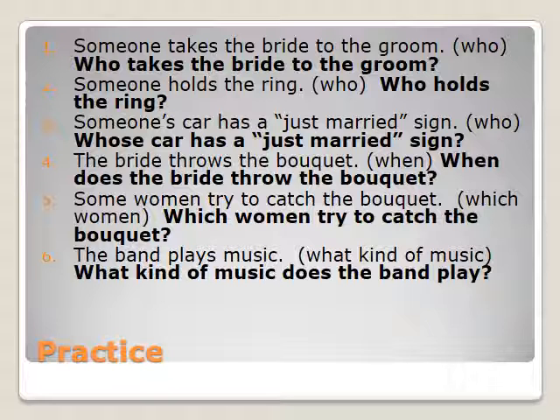The bride throws the bouquet. When? When does the bride throw the bouquet? So we're asking about the complement. So it would be the bride throws the bouquet at 10 o'clock. Okay. Some women try to catch the bouquet. Which women try to catch the bouquet? We're talking about the subject. The band plays music. What kind of music does the band play? Okay, we're asking about the complement, not the subject.